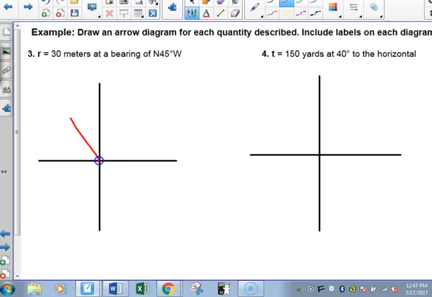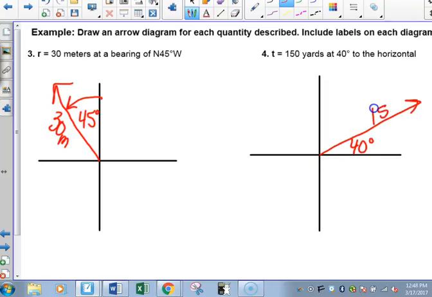So this one, 45 degrees west of north, is not a very good example because it's 45 either way, but this is where it's describing the direction, right, guys? And then you'd write 30 meters and 150 yards at 40 degrees to the horizontal. The 40 would be in here, and 150 yards.